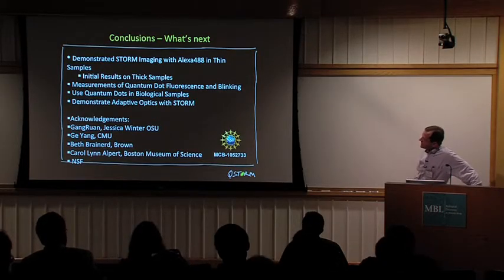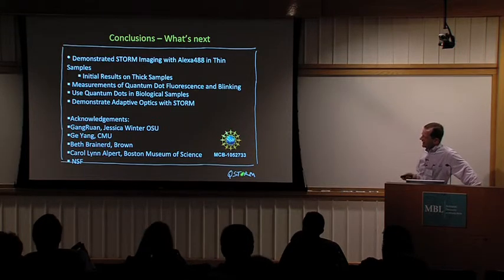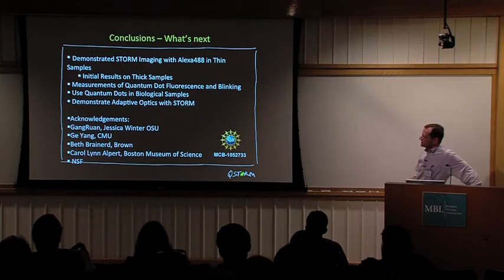We've looked at thin samples with Alexa 488 labeling. We've started to use quantum dots for STORM imaging, and the next step there is to integrate them into biological samples and to use the photo-switchable quantum dots that are coming out of Jessica's lab at Ohio State. We've also demonstrated some adaptive optics, but we need to do more work combining that with the STORM imaging. And thank you very much.